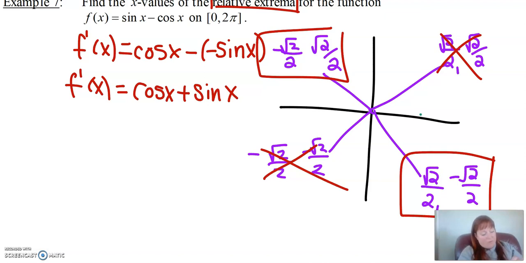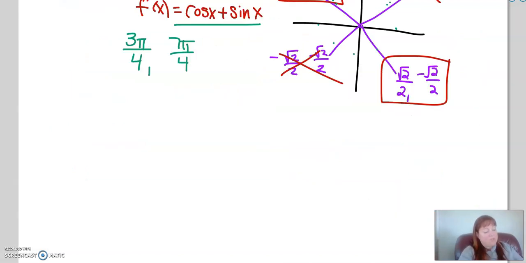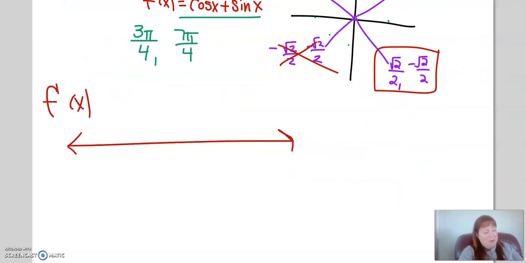Okay, so we have 0 fourths, 1/4, 2/4, 3/4. So that's 3/4 of a pi, or 3 pi over 4. Then 1, 2, 3, 4, 5, 6, 7/4, so 7 pi over 4. Those are the two places that would make this equal to 0, which is my derivative. So these are my two relative extrema. So now we've got to do an f prime number line to see whether these are maxes or mins or maybe neither.